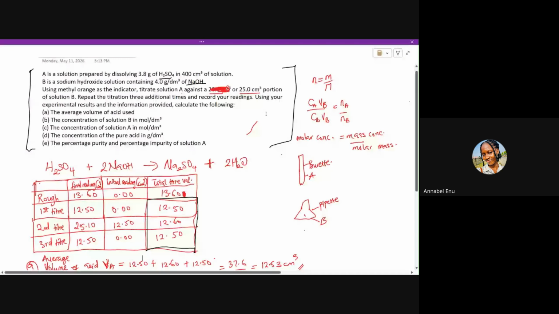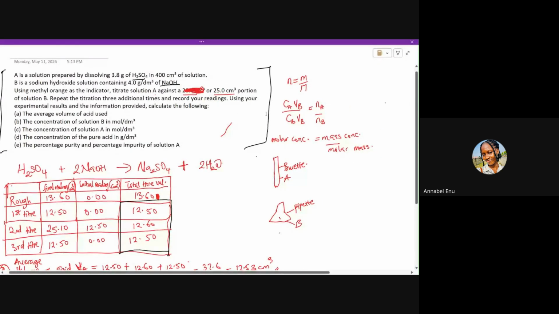Concentration of B in mole per dm cube. That is the concentration of the base. And how do we find the concentration? That is where I brought these formulas. We have formula A and this second formula B. These are the two formulas you should have in mind when looking for concentration, okay?